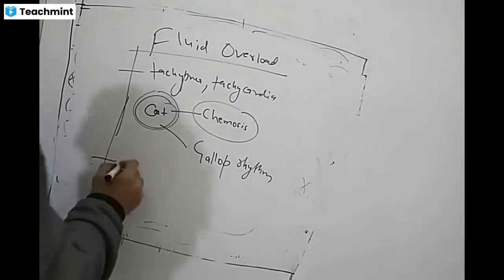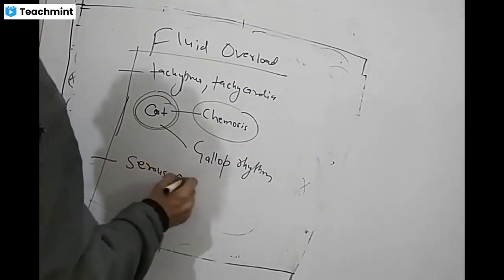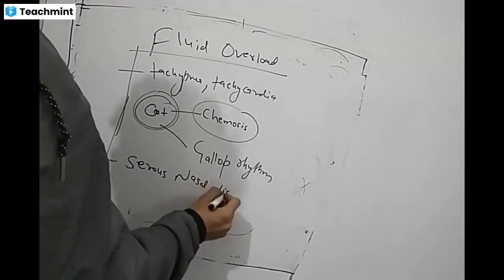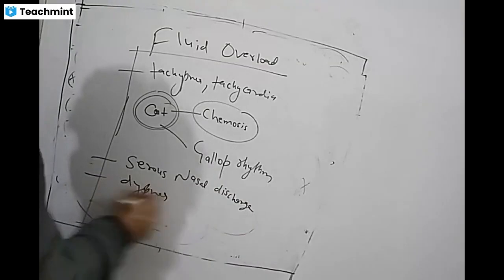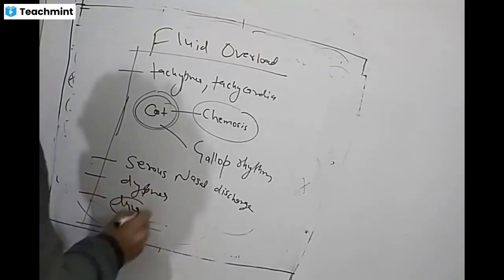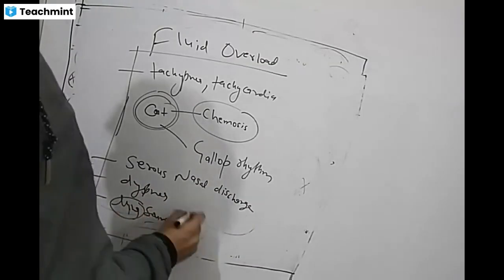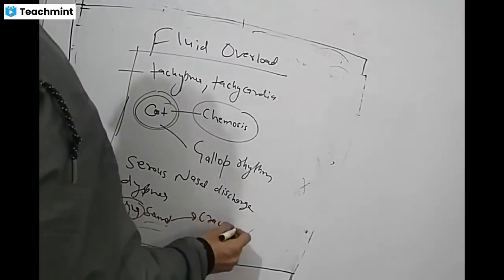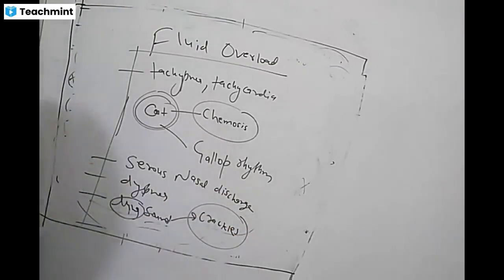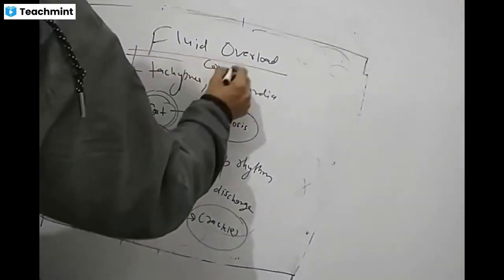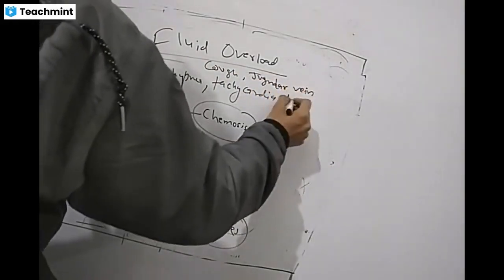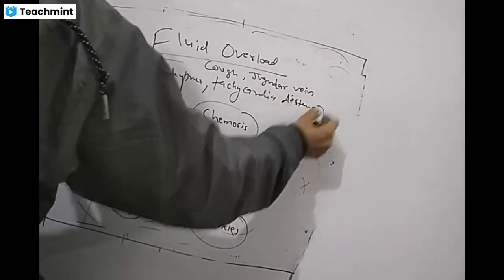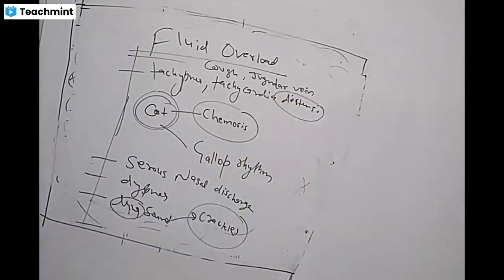Other signs like serous, that is watery nasal discharge. There may be difficulty in breathing, dyspnea, and if you heard your lung sound, there may be some crackles, abnormal lung sound, and there may be coughing, cough, and jugular vein distension. So these are some of the signs of fluid overloading.